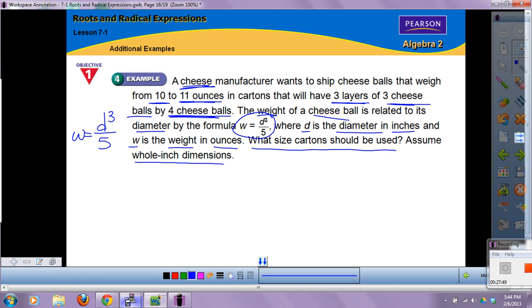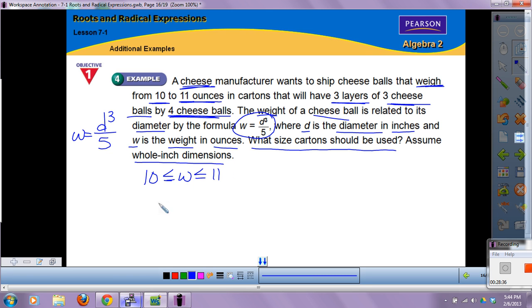Okay, looks really complicated, not that complicated. Let's start with this important piece of information right here: the weight of the cheese balls is between 10 and 11 ounces. So 10 is the least amount they're going to weigh, and 11 the most amount they're going to weigh, W being your weight. So your weight is between 10 and 11 is what that says.